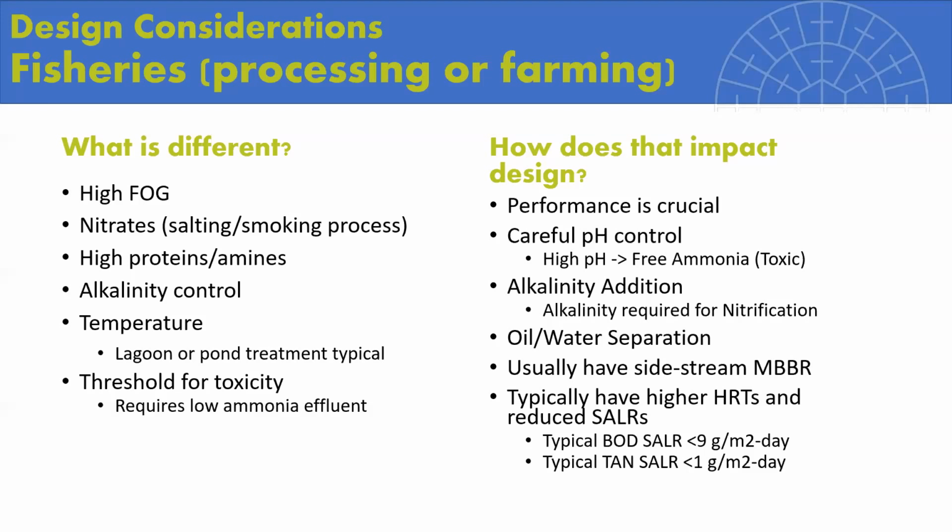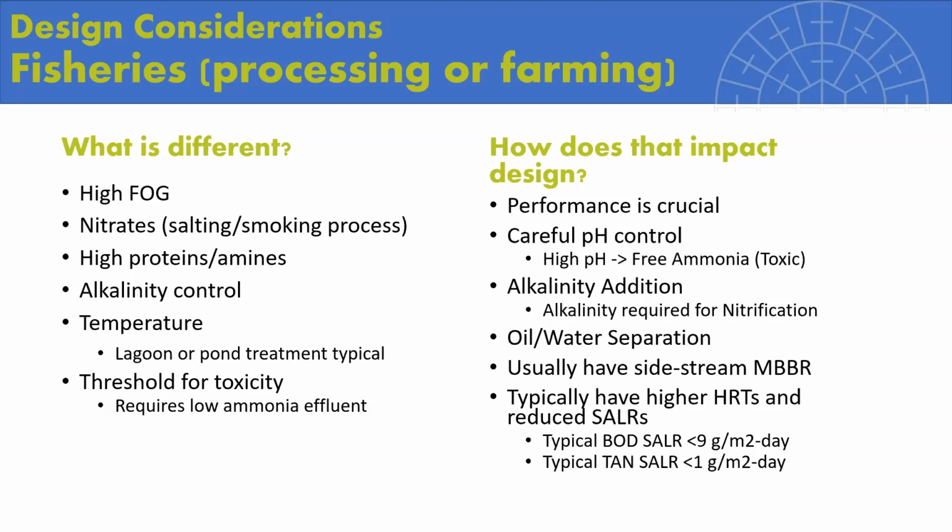In the farming industry, the threshold for toxicity is very critical, because any free ammonia in the system can be potentially fatal to a fish population. And this kind of goes back to the alkalinity control. If pH gets too high, what happens is the form of ammonia shifts from ammonium to free ammonia, which is the more toxic form.